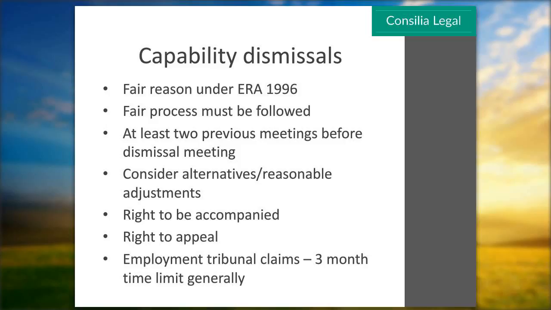And I've said employment tribunal claims, well, they run from the date of the last act of discrimination, 3 months, or from the date of dismissal. It's actually 3 months less 1 day. But remember, the ACAS conciliation stops the clock, so your employees can get extra time.